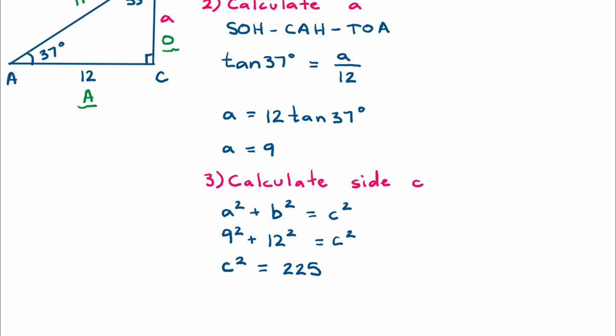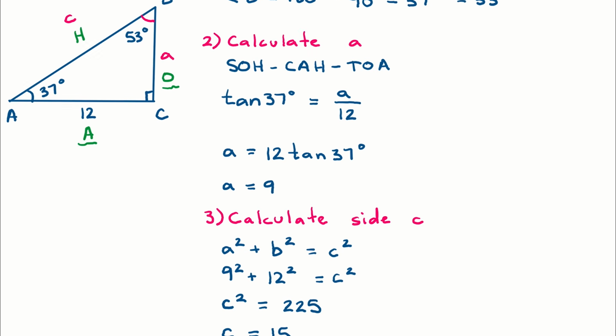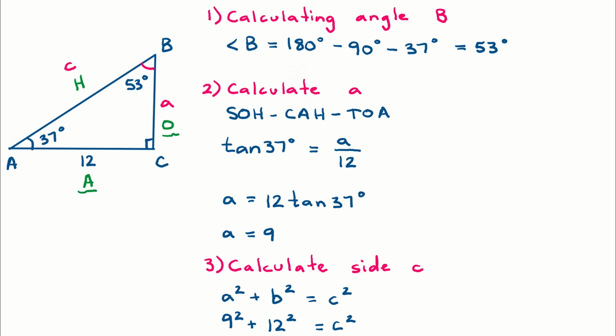And then we can take the square root of both sides. 225 actually square roots quite nicely, and we get c is equal to 15. So if we were to add everything back into this triangle, we know that the longest side, the hypotenuse, is going to be 15. And we know that our adjacent side is going to be equal to 9.